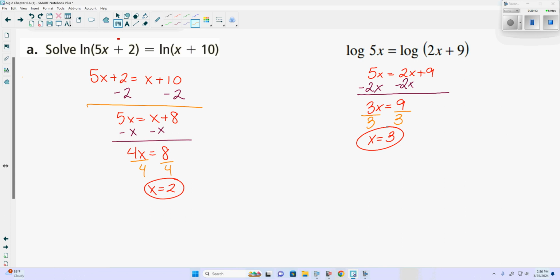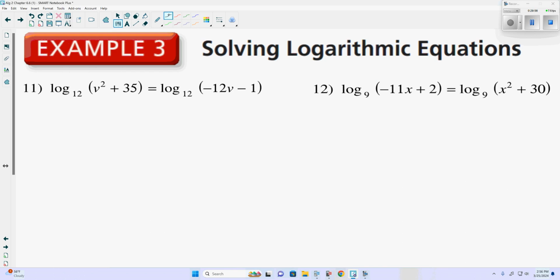Questions on this here? Questions on anything we've done so far? I know I think yours has x instead of v. That's fine. They are the same. It's just a variable.